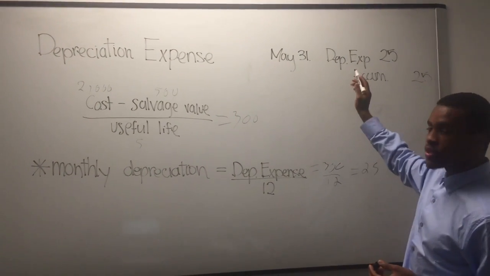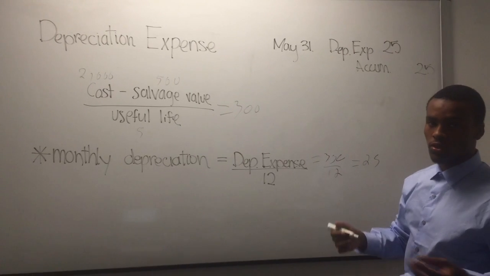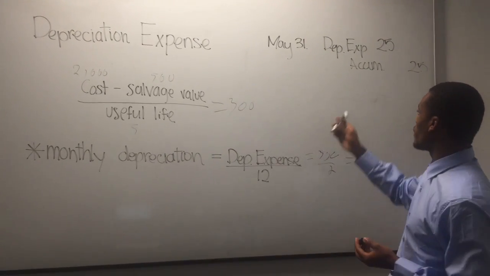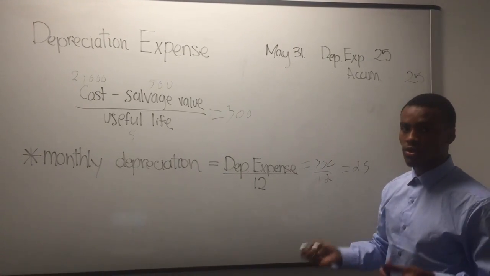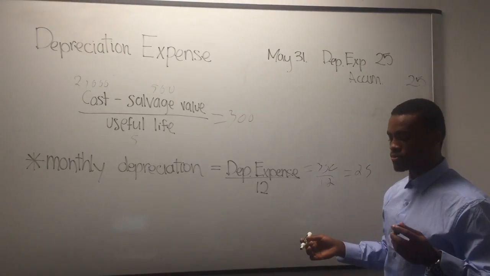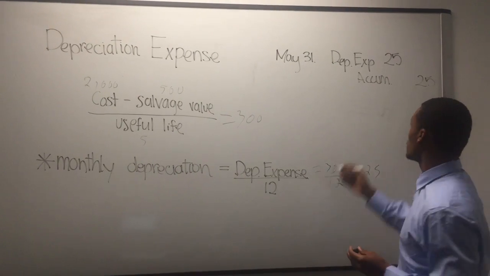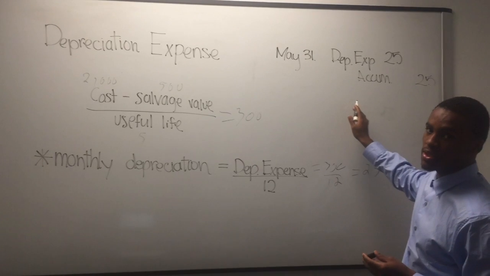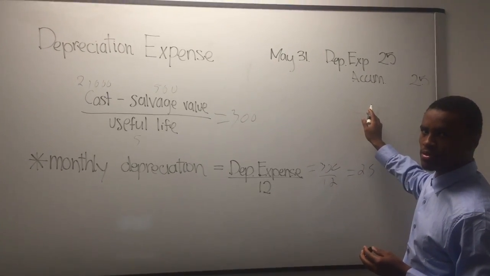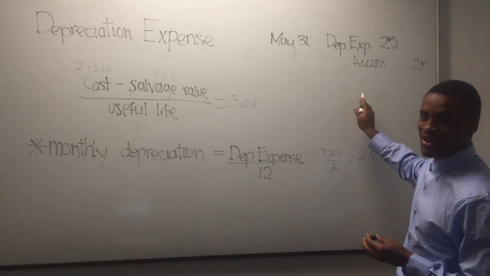You're going to debit the depreciation expense to record the expense, and of course expense's normal balance is a debit. And you have to also record the accumulation of the expense that you're incurring so that you're not violating the accounting equation. So you're going to debit depreciation expense $25 and credit accumulated depreciation $25, sorry.